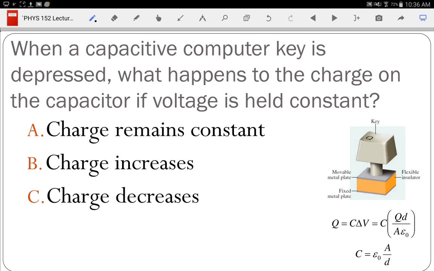Okay, this clicker question was supposed to be the next stop. When a capacitive computer key is depressed, what happens to the charge on the capacitor if voltage is held constant? This was the last clicker question from last class period, and I put the equations that are relevant right here because I didn't think you'd have it memorized. So when you depress the key, the separation between the plates gets smaller. You're holding a constant voltage across those plates. So if the voltage is constant and the separation gets smaller, what happens to the charge?